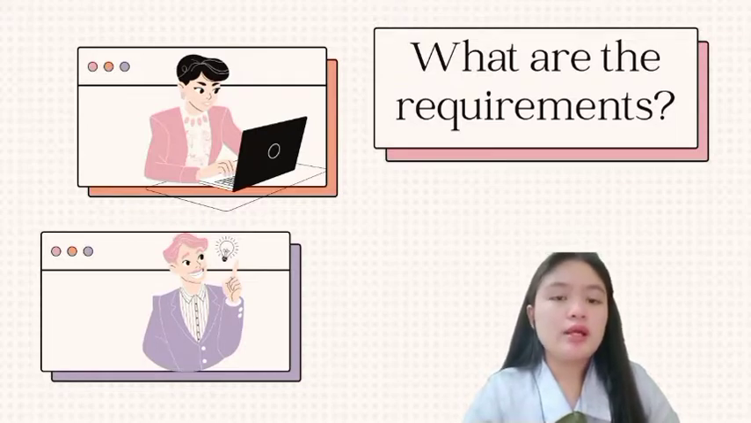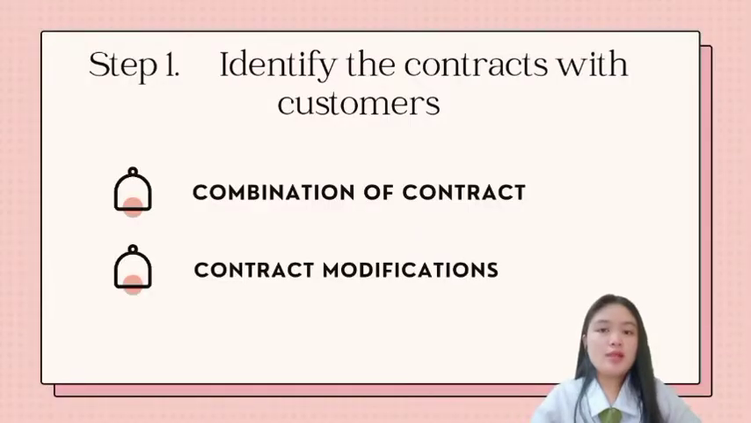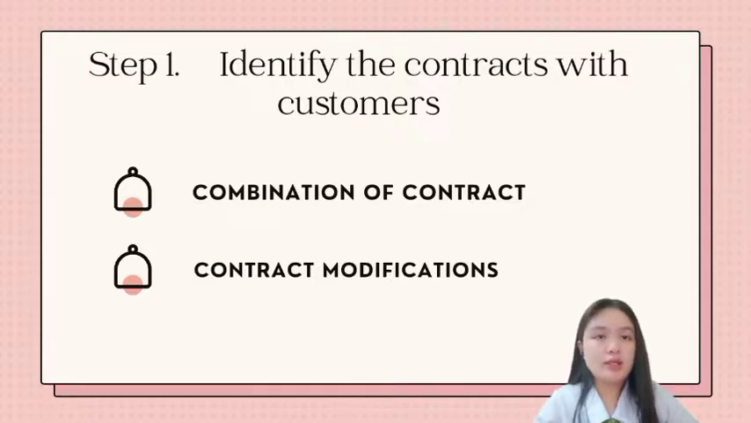So let's briefly take a look and then we will touch each step of it. Step 1 is identify the contracts with customers. The contract is a certain agreement between two or more parties and it creates enforceable rights and obligations. It can be in both written or oral form. However, it must be enforceable and this will depend on the legislation in the particular country.